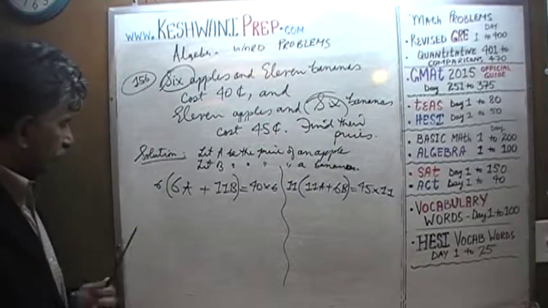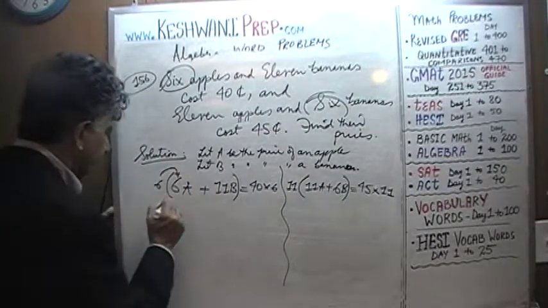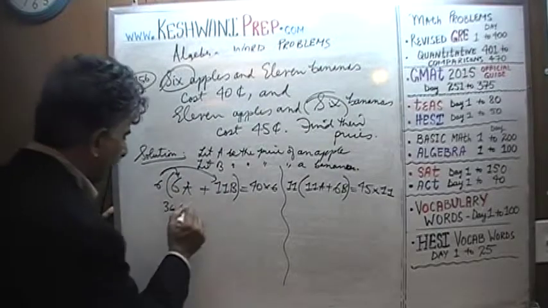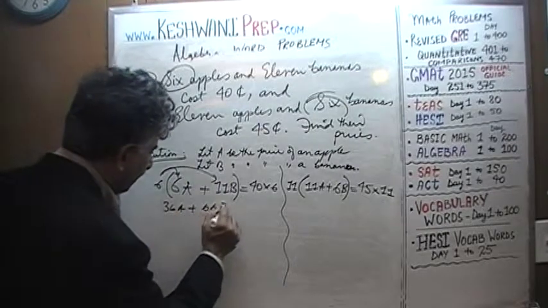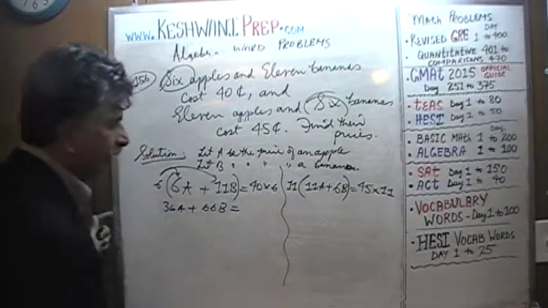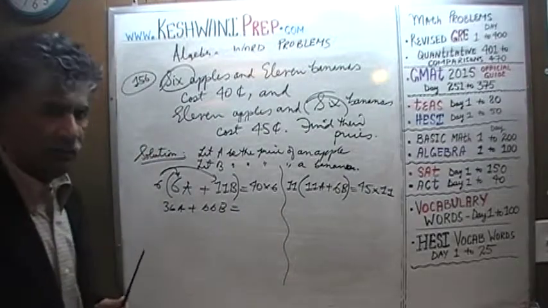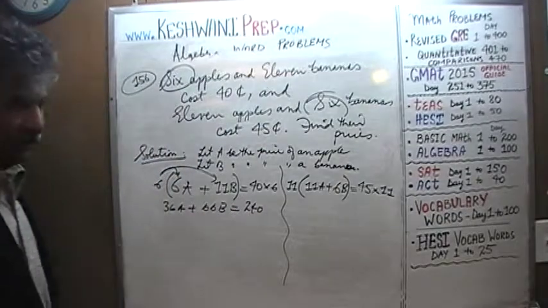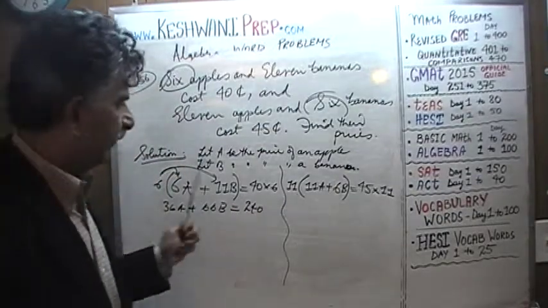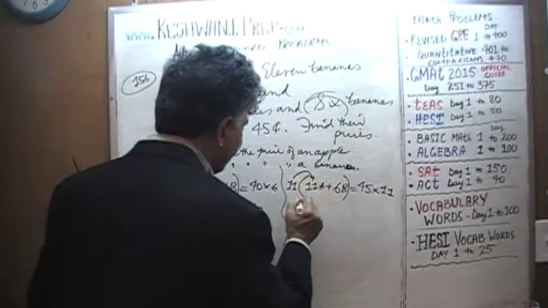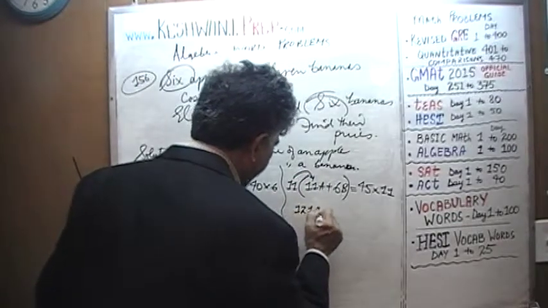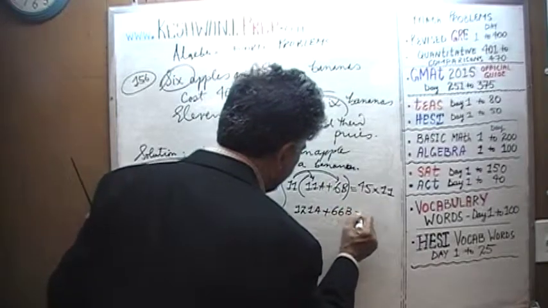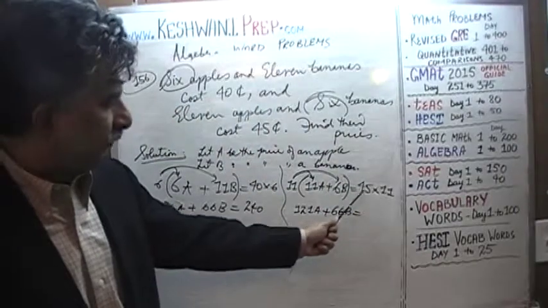Okay? So now we get 6 times 6, which is 36 apples, plus 6 times 11 is going to be 66 bananas, cost 40 times 6, 4 6 are 24, so it's going to be 240. So that's our first equation. Here we have 11 times 11. 11 times 11 is 121 apples, plus 11 times 6, which is 66 bananas, equals 45 times 11.